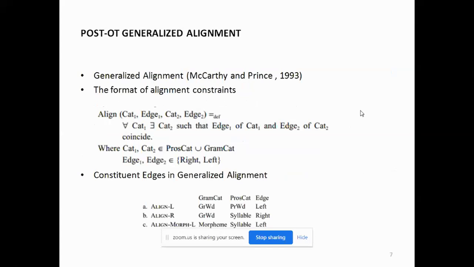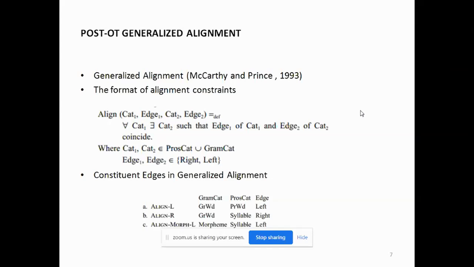The formula, the first two lines, state that it is the function for generalized alignment of category 1 and category 2. That means category 1 and category 2 refer to the grammatical structure and prosodic structure. And the align constraint requires that the edge of category 1 and category 2 must coincide or align. And the second two lines state that category 1 and category 2 are subsets of the prosodic category and grammatical category, where H1 and H2 are the subsets of the alignment, called right and left. And given below are the constituents in generalized alignment.